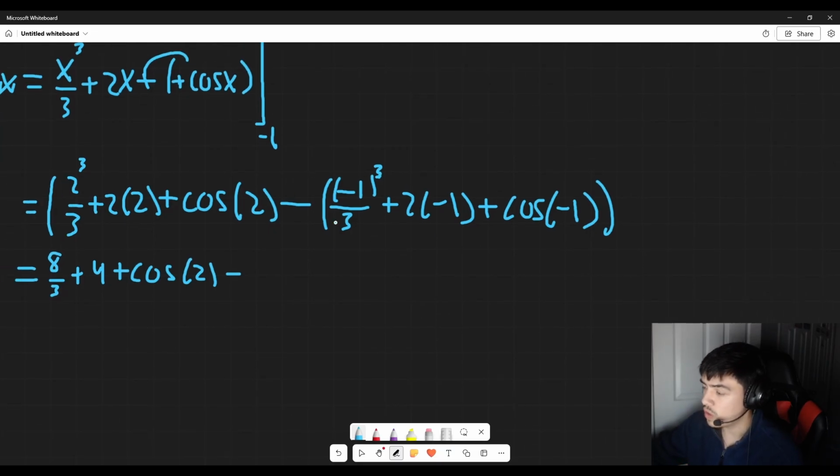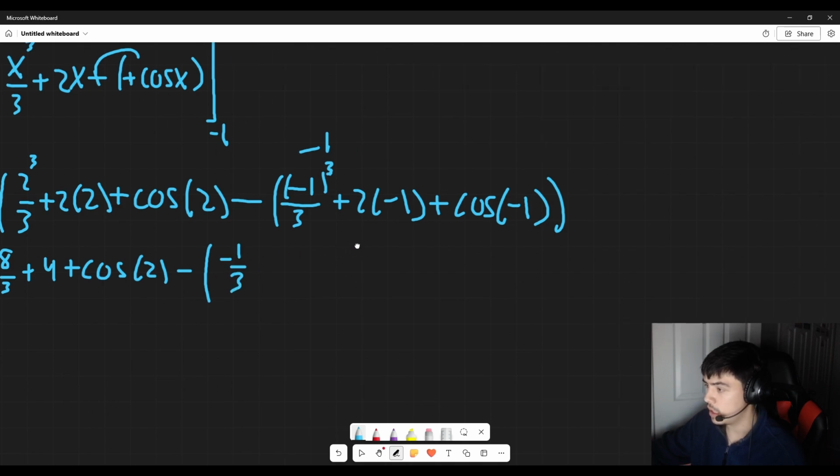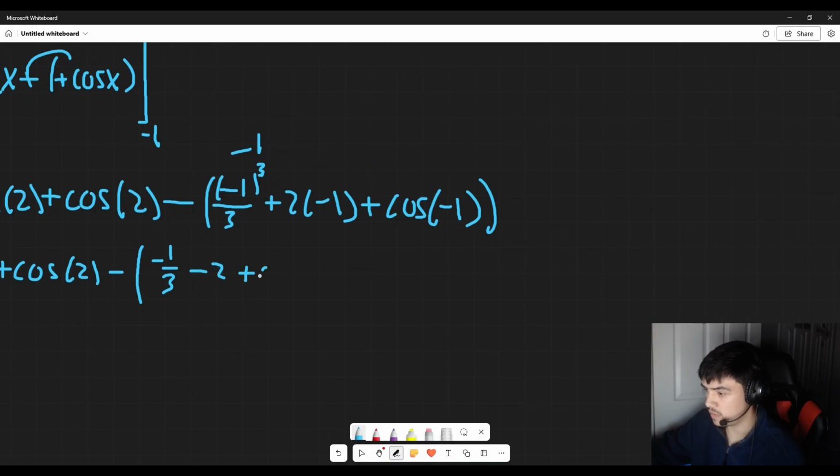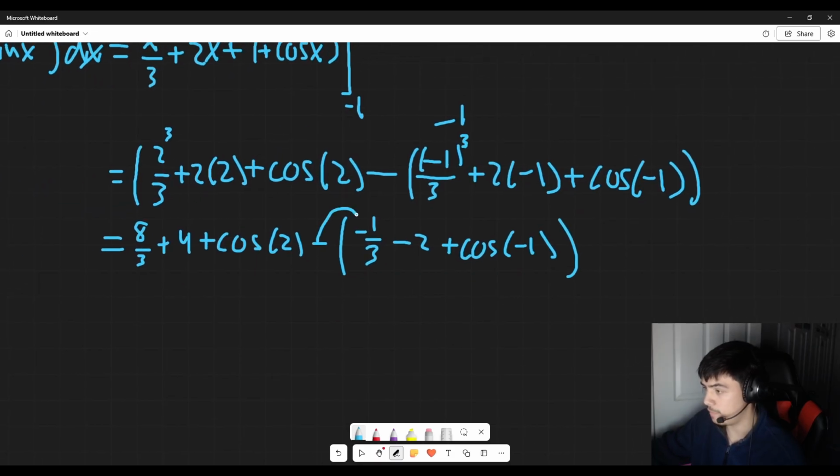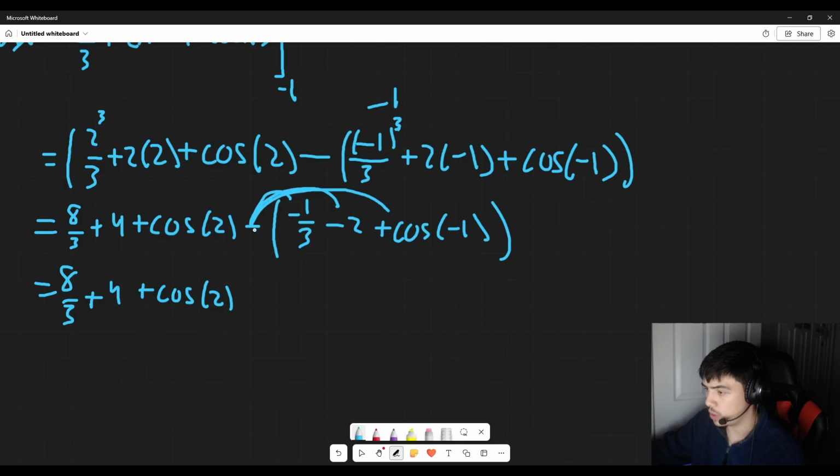And so if this whole thing right here is negative 1, we're distributing this negative in, or actually let's say that for the last step, sorry. We have a negative here, and we're going to keep this as negative 1 over 3, remember, because it stays negative. And we have 2 times negative 1, giving us negative 2, and we have plus cosine of negative 1. Now we can go ahead and FOIL in this negative to all these, giving us 8 over 3 plus 4 plus cosine of 2. And then we're going to get plus 1 over 3, right? Double negative.